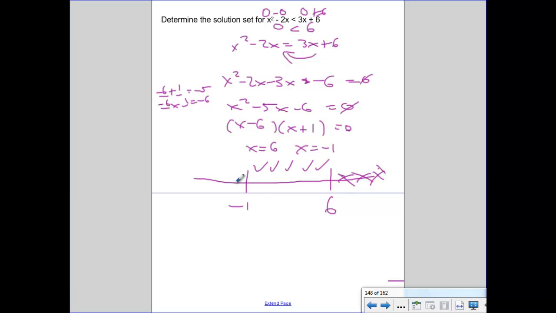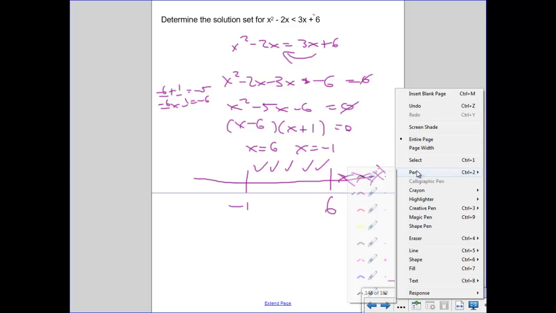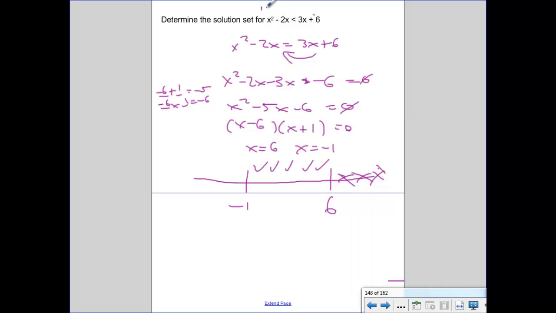And then one more section to try. Numbers less than -1. So let's try -2. Okay, so if we were to try the number -2, -2 squared would be 4. 2 times -2 would be -4, but there'd be a double negative, so it really means you're adding. So that has to be 8. 3 times -2 would be -6, plus 6 would give you 0. Is 8 less than 0? You'd say no.